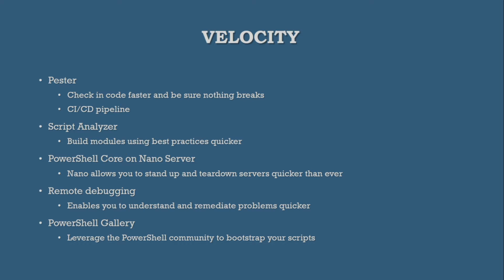Clearly on velocity, we have PowerShell Core, allowing you to stand up and tear down servers with Nano. The gallery allows you to bootstrap your script. So we've put a fair bit of work into the power part of it. We've tried to describe that a bit. You do less work, you get more value. Into the velocity part of it, how do you actually move things faster and faster?